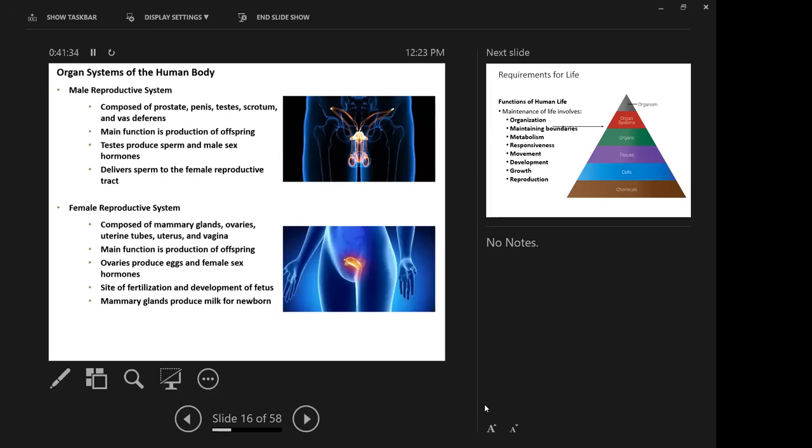The female reproductive system is much more complex. We have the mammary glands, the ovaries, uterine tubes, uterus and the vagina. The ovaries bring an egg to maturity every month and release it. The egg moves into the fallopian tube, the uterine tube. If it gets fertilized in there, it then moves down to the uterus, where, if it implants in the uterine wall, it will grow. We have a baby human growing there. The ovaries also produce the sex hormones, estrogen and progesterone. The mammary glands produce milk.